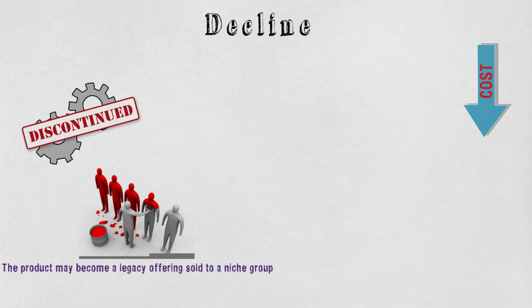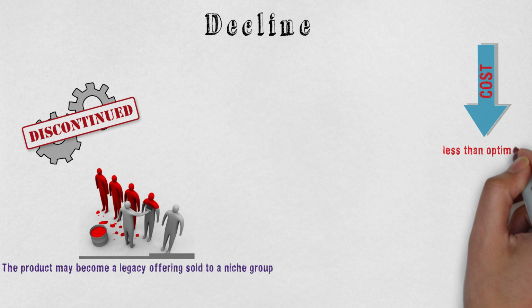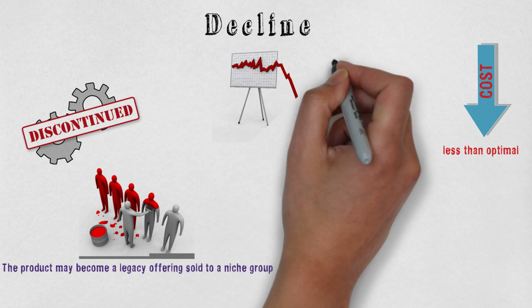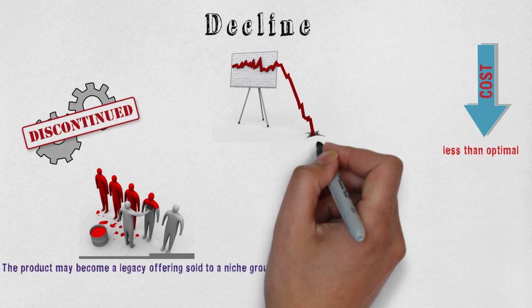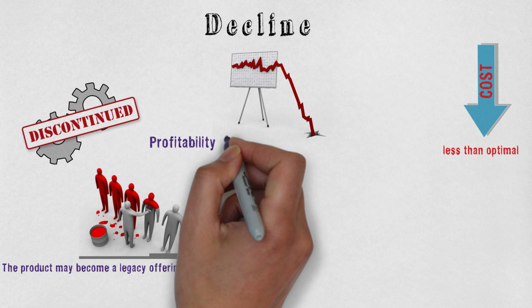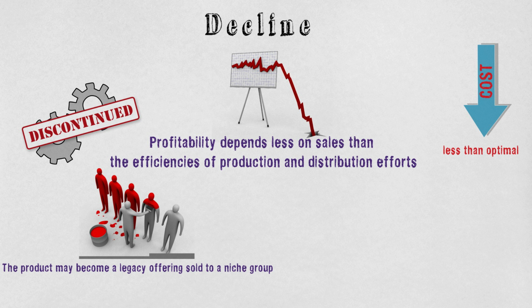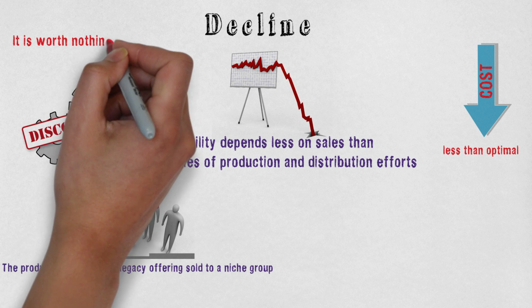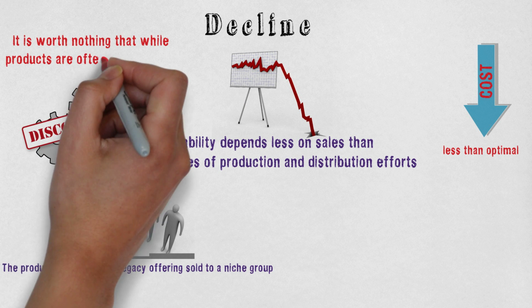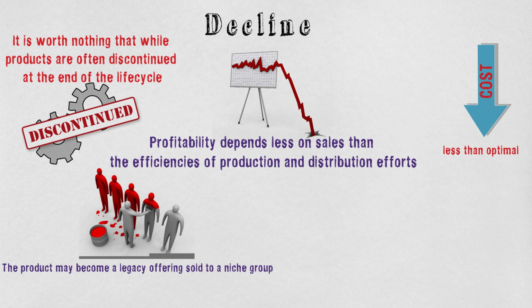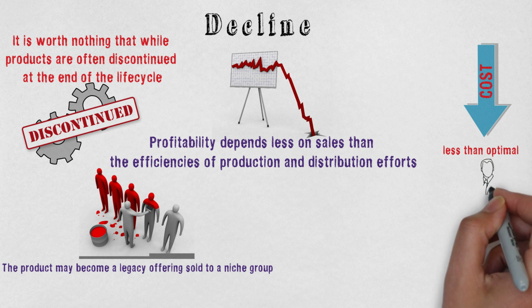At the point of decline, costs begin to become less than optimal. Sales volume declines significantly. Prices fall further. Profitability depends less on sales than the efficiency of production and distribution efforts. It is worth noting that while products are often discontinued at the end of the life cycle, the business will usually remain and will be involved in other products by this stage.